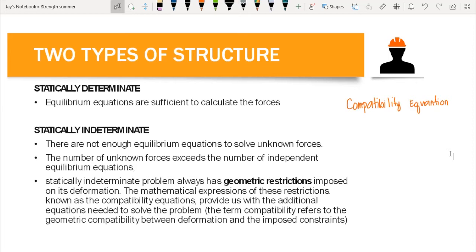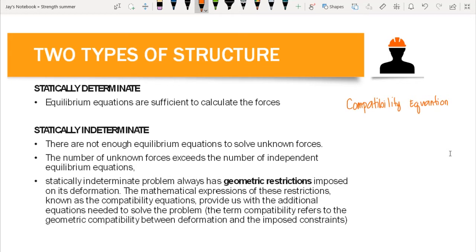So equilibrium equations cannot be used directly in determining forces. We have to look for other equations that could be combined with equilibrium equations, and that is what we call the compatibility equation. This equation is derived using the deformation formula. Upon looking at the deformation diagram of our member, we could create equations pertaining to the deformation behavior of that member itself. So that's how you differentiate determinate from indeterminate structure.